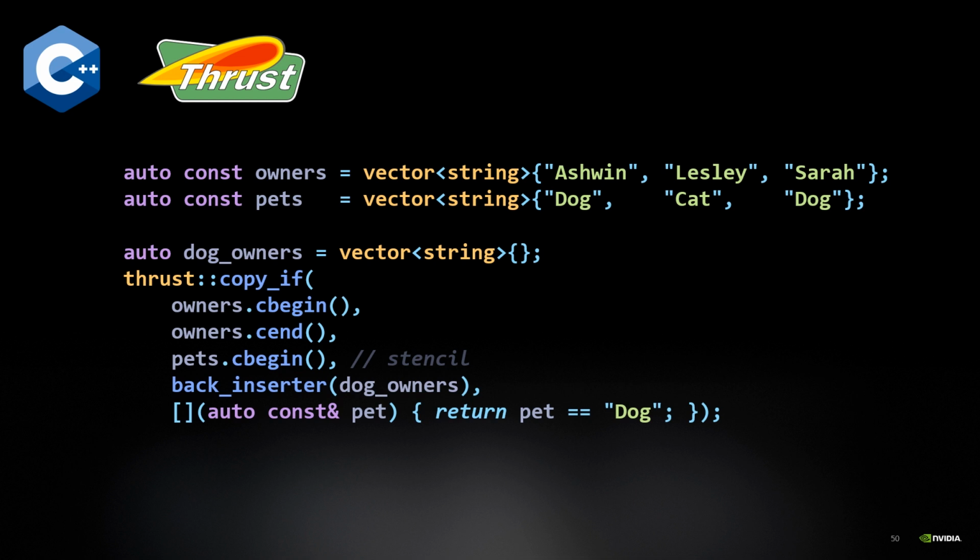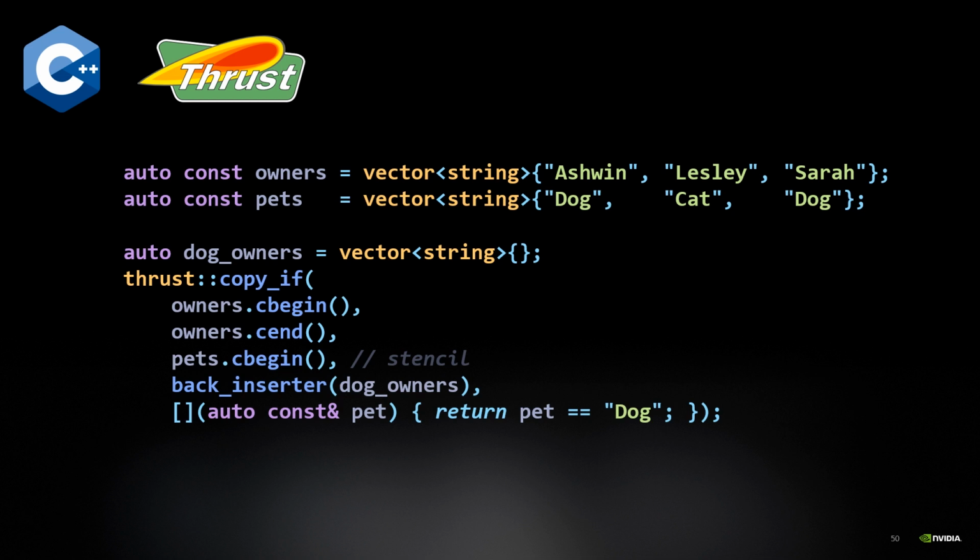So the modified code is basically adding the pets.cBegin iterator, which is going to act as a stencil. And what this means is that the unary predicate that we provide is going to be applied to the pets vector, but the copying is still going to be done from the owners vector. Another way you can think of this is almost like we're zipping together the owners and the pets, applying the unary predicate to the pets, and then copying from the owner.